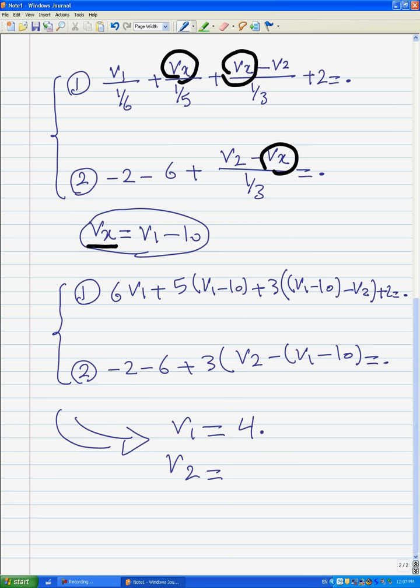V1 is equal to 4.6 volts and V2 is equal to minus 3.09 volts. This is the final answers for V1 and V2 in part B. Once again, in part A, we don't need to consider supernode because we don't have any voltage source. In part B, we should consider supernode. Supernode is an important concept in this course.